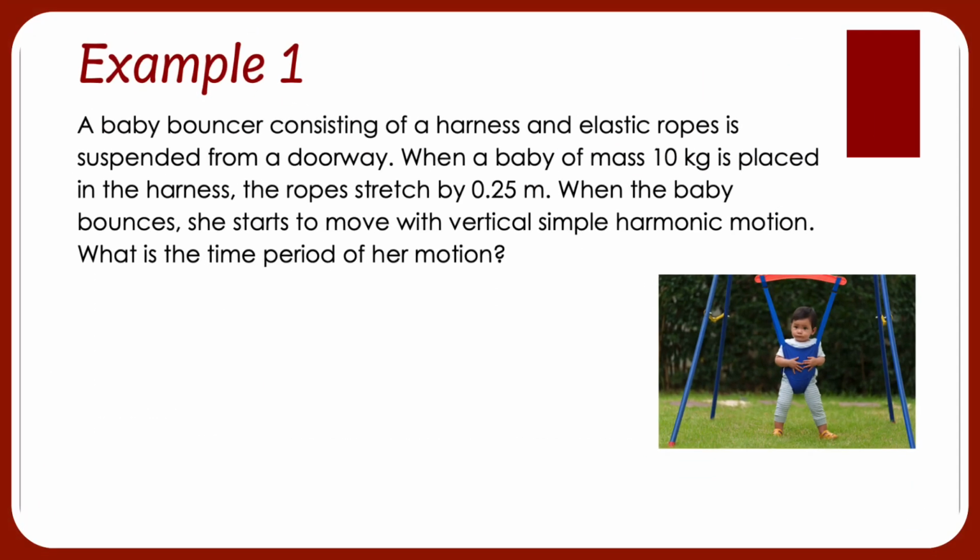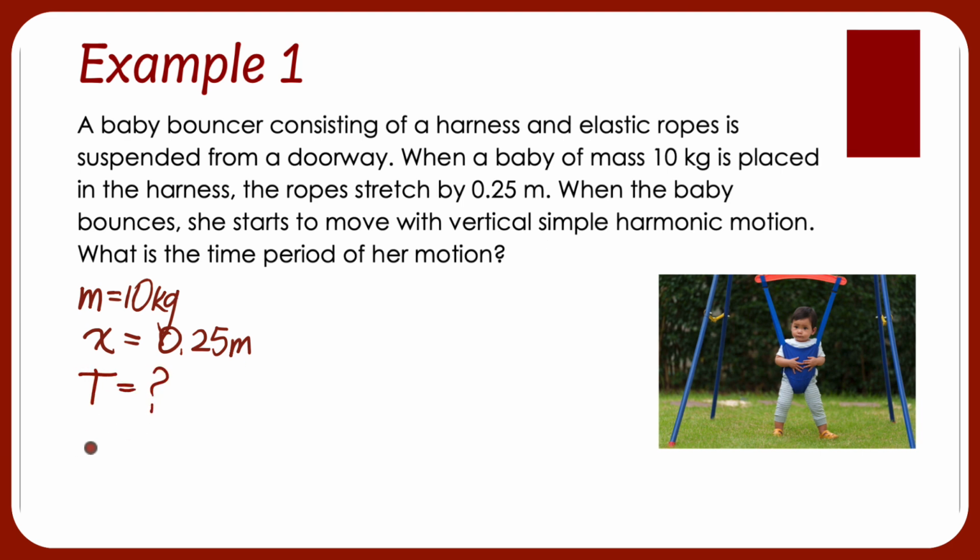So let's go through an example. In this case, I've got a baby bouncer. Here we go. We've got a cute little kid here going to go bouncing up and down. We have a mass of 10 kilograms, and the rope stretches by 0.25 meters. So that means that when my mass is hanging, my stretched value that I'm going to use to calculate my spring constant is 0.25 meters. When she bounces, she will then move, and it tells us simple harmonic motion, so we'll assume that's true, and we're asked for the period.